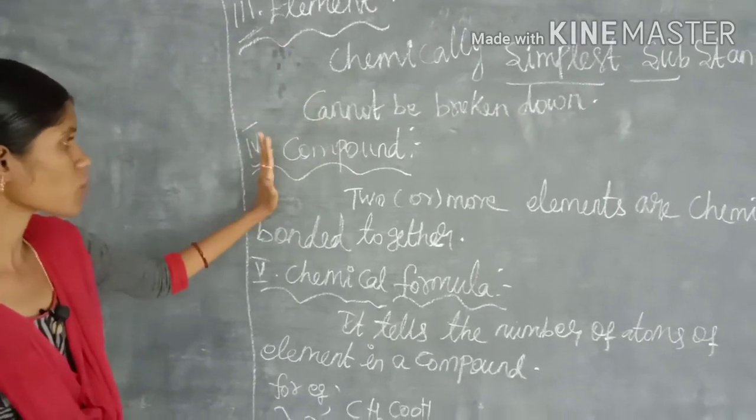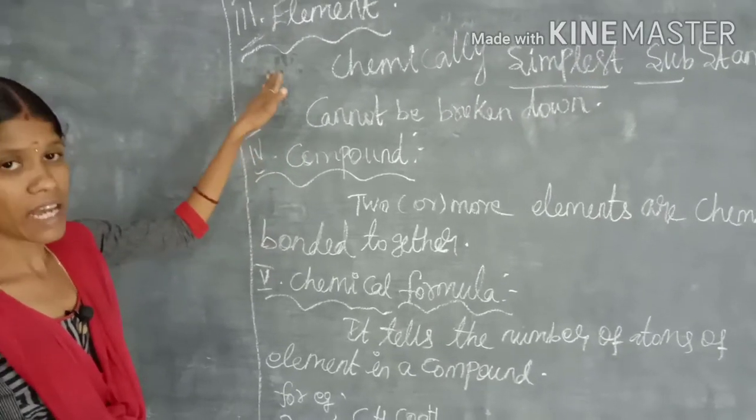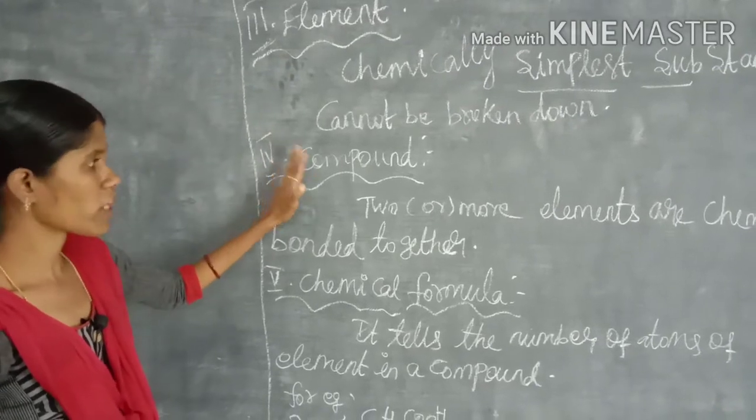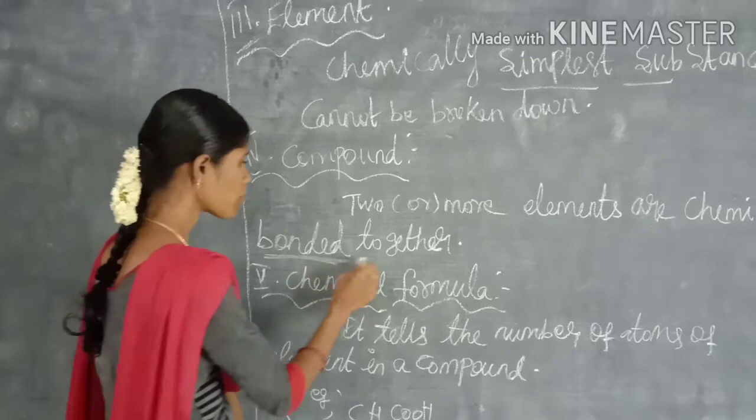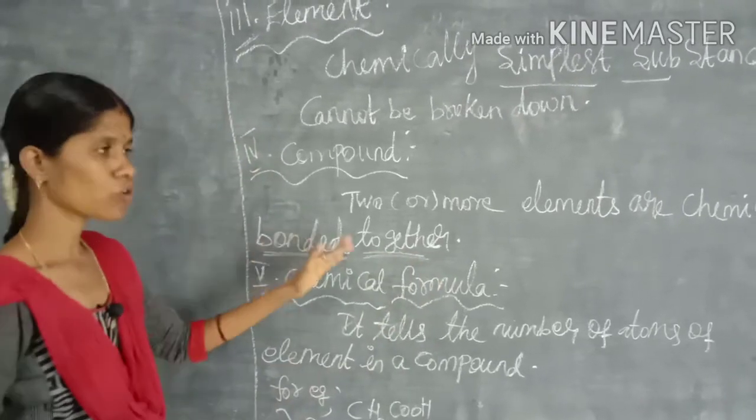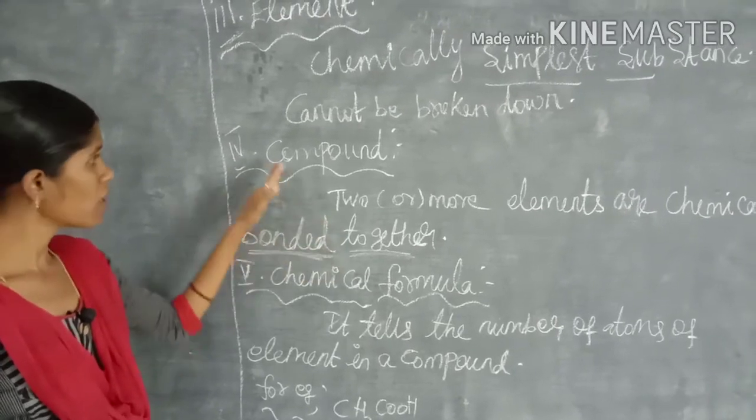Then another one is a compound. What is meant by compound? Two or more elements that are chemically combined, chemically bonded together, is known as a compound. Two or more elements form a compound.